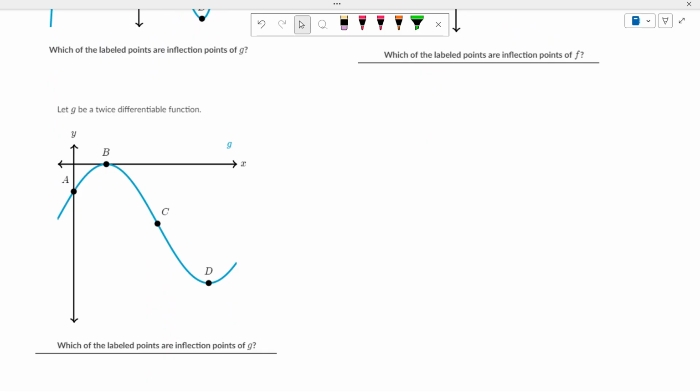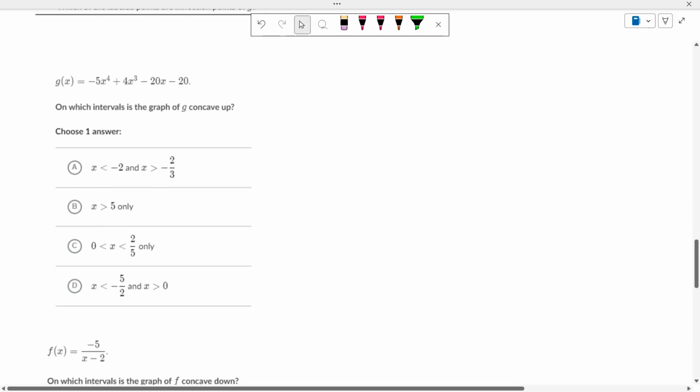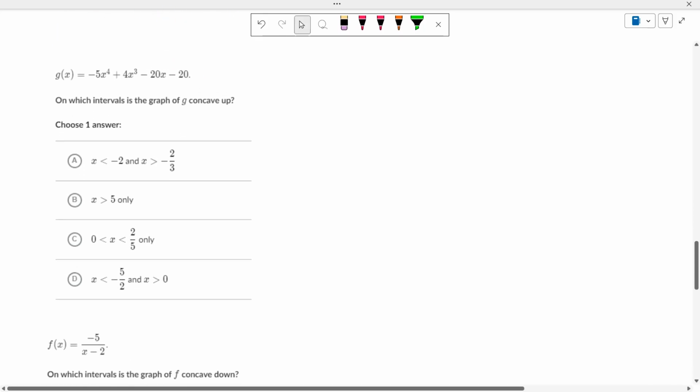Any of these points of inflection? C would be a point of inflection because it changes from concave down to concave up. Now it asks, where is it concave up? Well, let's take two derivatives of this.